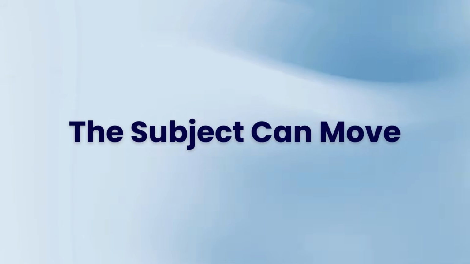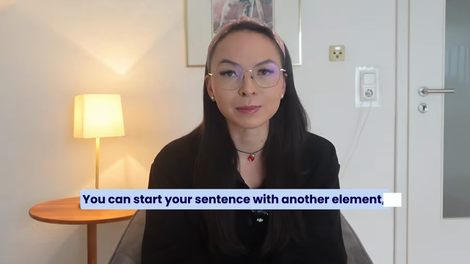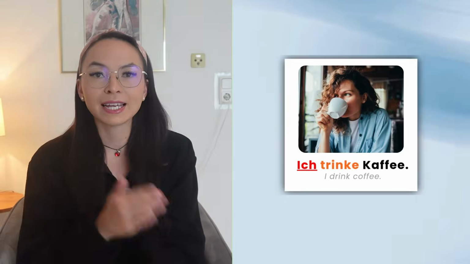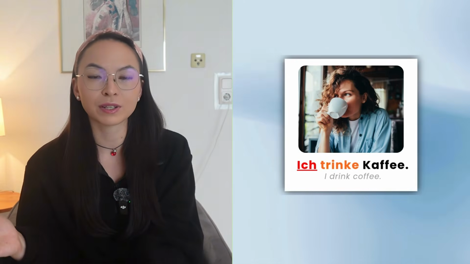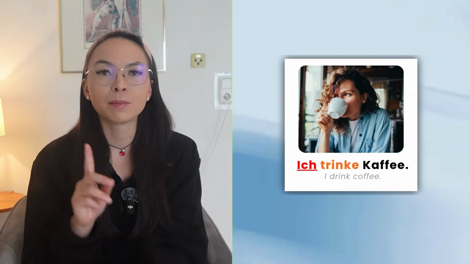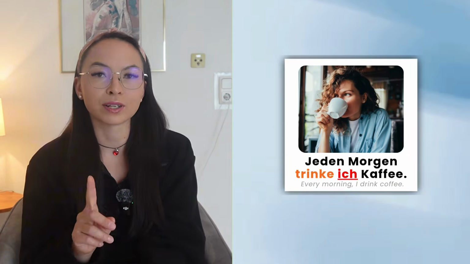The subject can move. Another important factor to note is that the subject doesn't always have to come first. You can start your sentence with another element, as long as the verb is still in the second place. So for example, ich trinke Kaffee. I drink coffee. Here, trinke is in position 2, just the same as in English. But now, when I say jeden Morgen trinke ich Kaffee, every morning drink I coffee, the verb stays in position 2. So you can see how jeden Morgen comes first, but the verb doesn't change. It stays in position 2, and that's the key pattern.